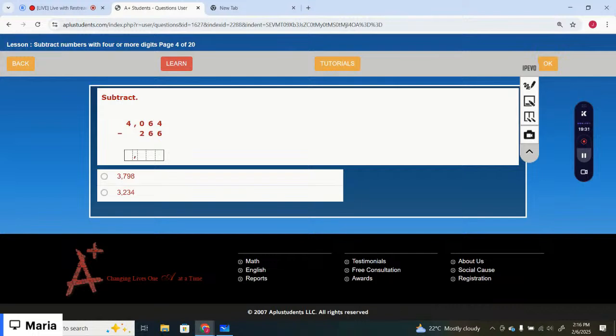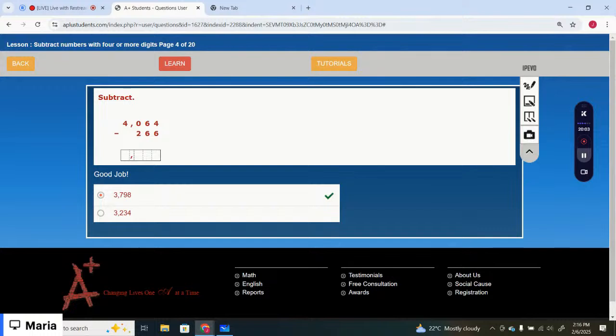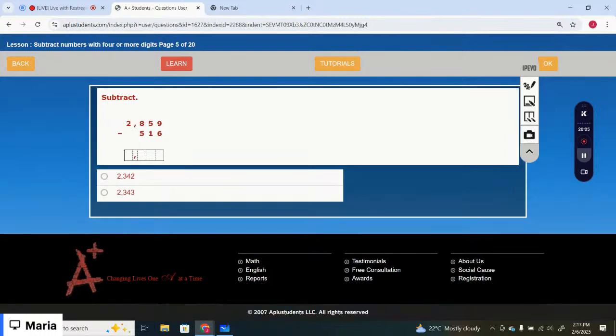Subtract 4064 minus 266. So, which is the correct option? Option number one is the correct option. That is 3798.